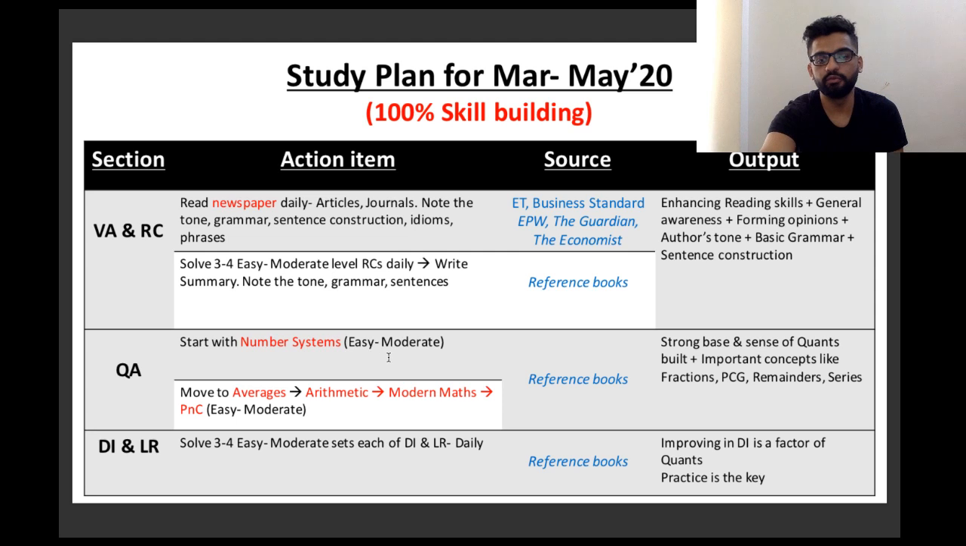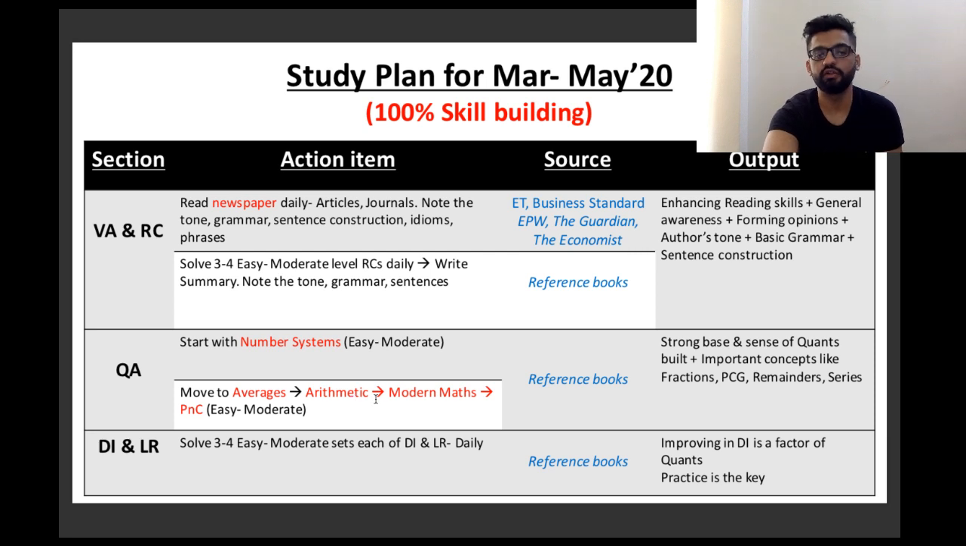And solve only easy to moderate questions. Do not move to difficult level questions. Basics se start karo, concepts and easy LOD1 kind of questions. Source will be again reference books that we talked about. Then move to averages, arithmetic, modern maths, that is PNC. Do not talk about geometry right now. Do not talk about algebra right now. Start with number systems, averages, arithmetic, modern maths in these next 3 months.